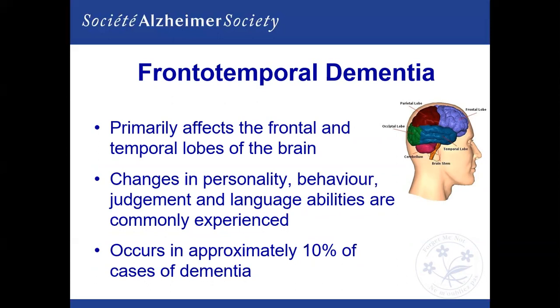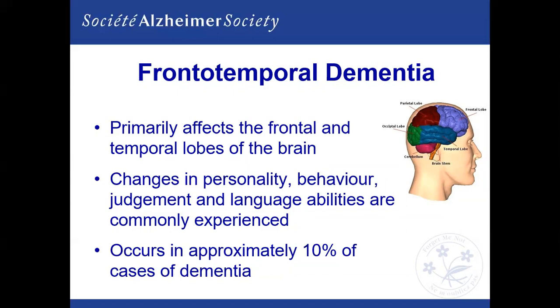Unlike Alzheimer's disease, though, which generally affects most areas of the brain as the disease progresses, frontotemporal dementia is an umbrella term for a group of disorders that primarily affects two particular lobes in the brain. And that's the frontal lobe and the temporal lobe.